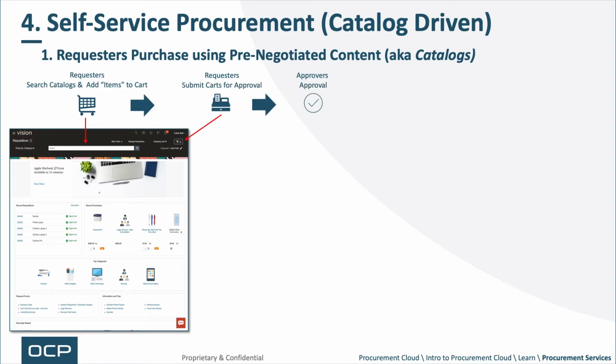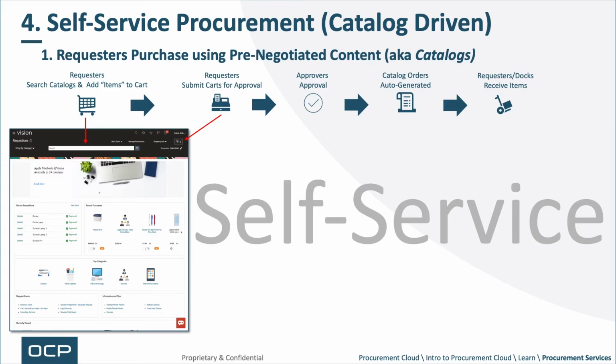As we saw in just the last example, the approvers approve. Because they're catalog orders, meaning they've already been sourced, the orders are auto-generated because we have price and supplier that's approved. Requesters or docs then receive the items when they get there. This process is collectively referred to as the self-service procurement process.